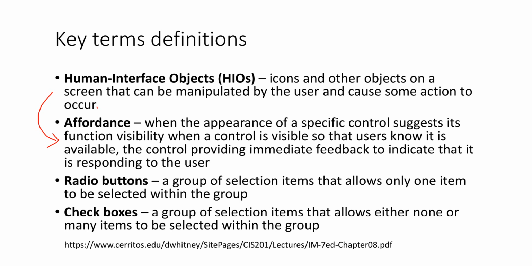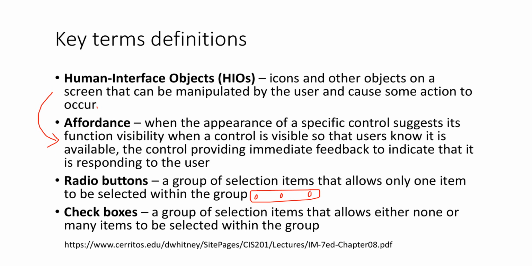Radio buttons are a group of selection items that allow only one item to be selected within the group. So if I have a particular section with three radio buttons, you cannot select all three. You can select only one of these three. If you want to give a choice where only one should be selected, you have to use a radio button. But if you want to allow selecting any or all of them, you give a checkbox: a group of selection items that allows either one, none, or many items to be selected within the group.